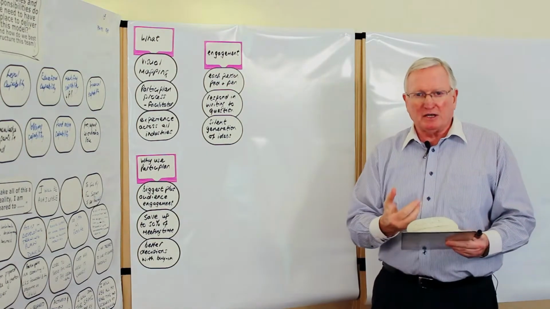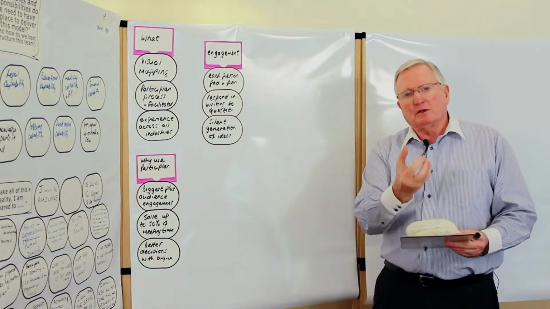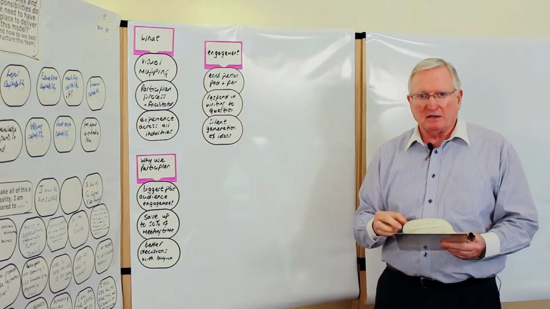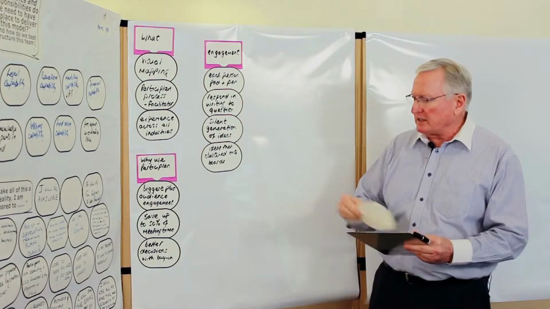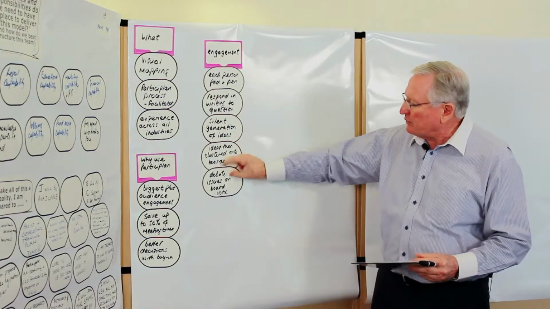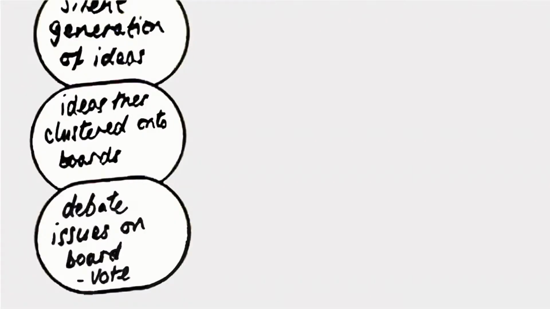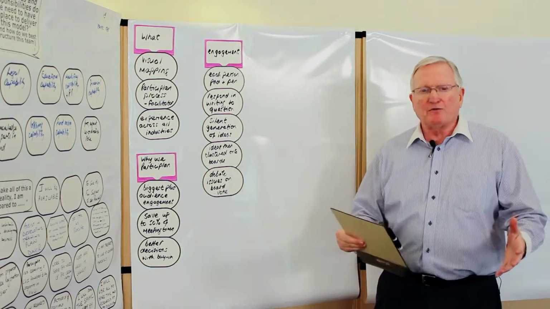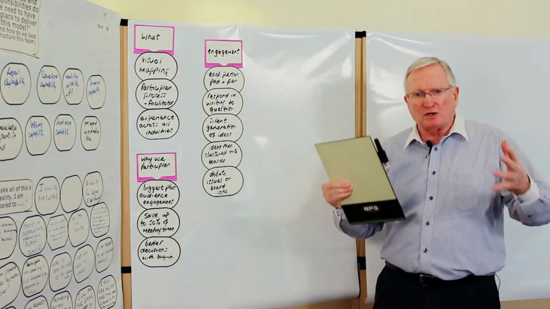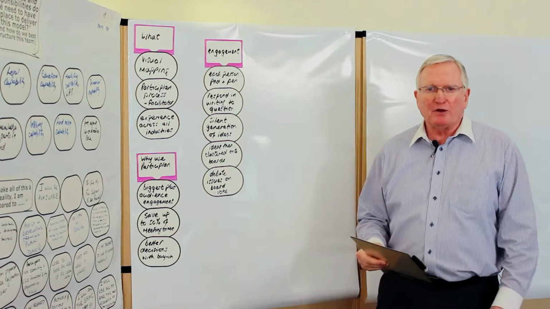Once that divergent thinking has taken place, the cards are given to me as the facilitator. And together with the group, we cluster those ideas onto the boards. Having got those ideas on the board, now we're able to debate the issues. We're able to come to conclusions. We're able to prioritize those issues. We're able to vote and say those are the actions or decisions we've got to take flowing out of that discussion.